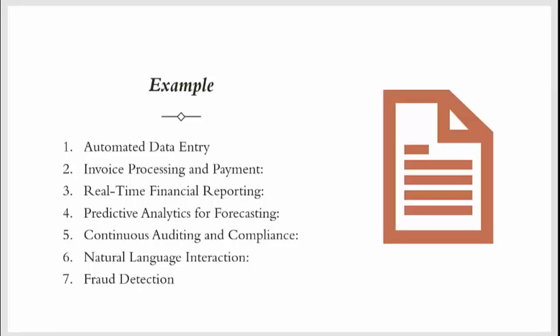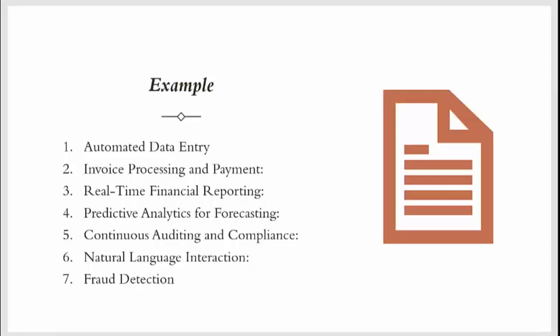It automatically flags any suspicious activities or discrepancies for further review by the auditor. 6. Natural language interaction. The business owner can ask the AI-powered virtual assistant questions like, "What were our total sales last month?" or "Generate a profit and loss report for the last quarter." The assistant quickly provides accurate answers and generates the requested reports.